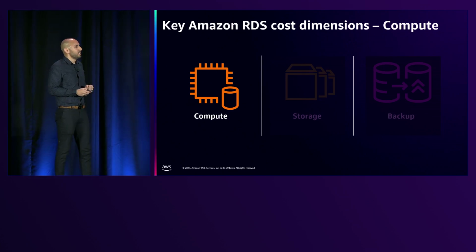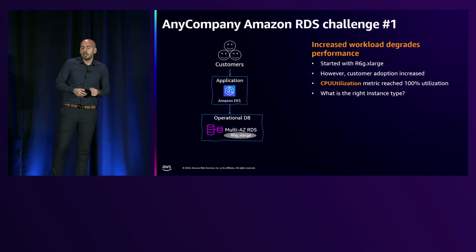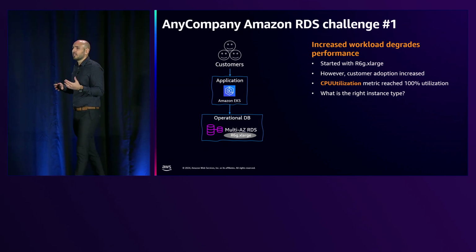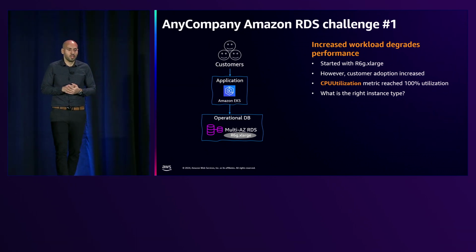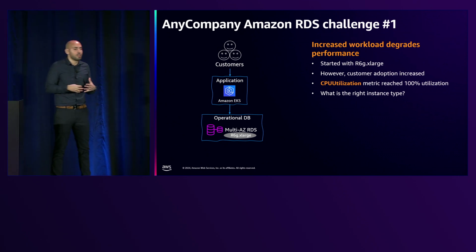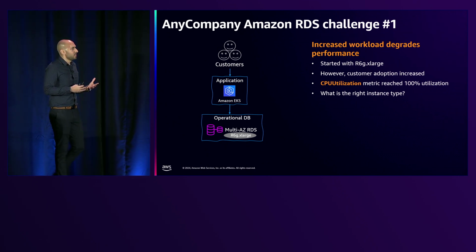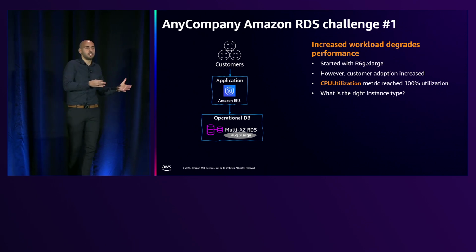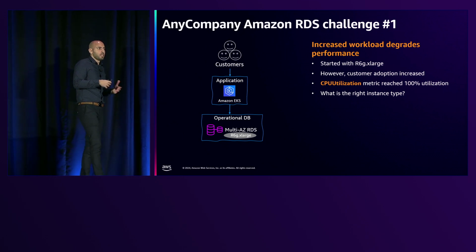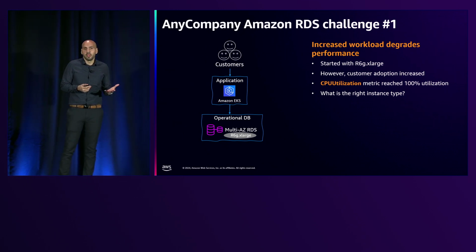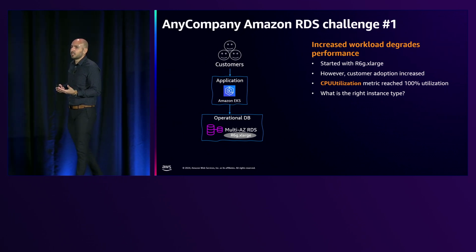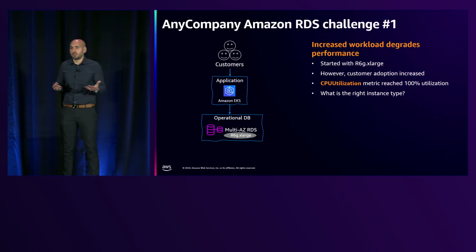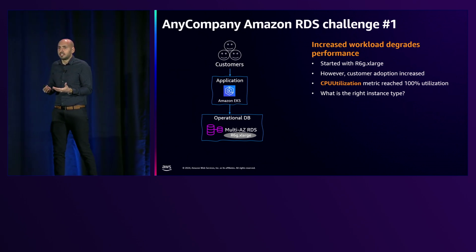And I would like to introduce Any Company's first challenge. Any Company started with an instance type R6G extra large. And in the beginning, it worked just fine. Everything was working smoothly. However, as customer adoption increased, they noticed that the CPU utilization metric in CloudWatch occasionally spiked to 100% utilization. And that made an impact on the reliability of their solution. Some customers even complained about slowness and timeouts.